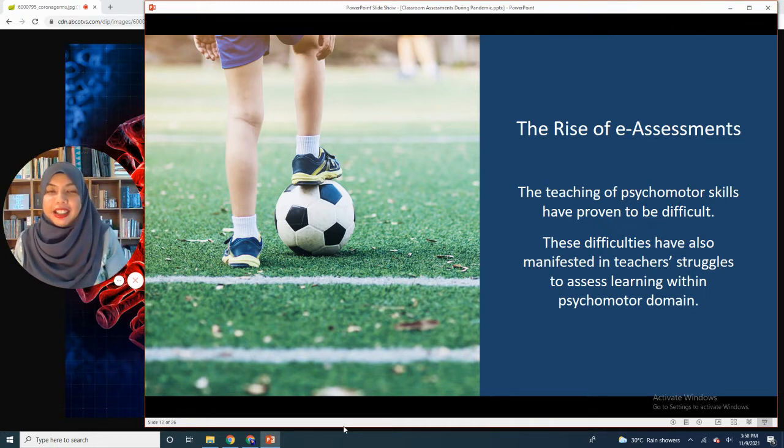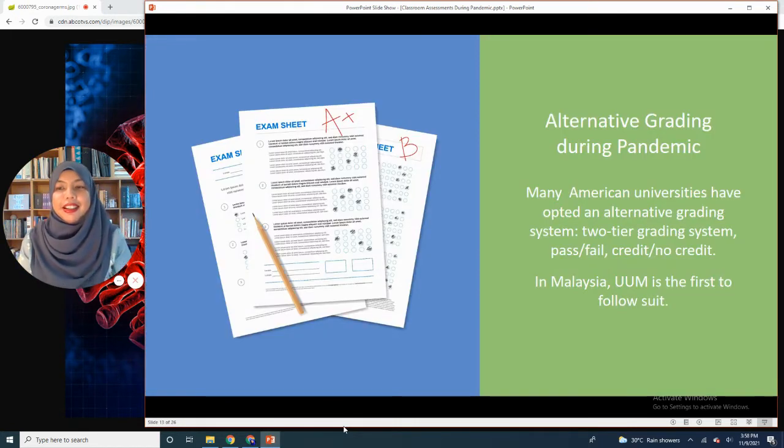Similarly, with teaching and assessment of psychomotor domain, just imagine how will you teach swimming when you are doing it online. Of course, you can show videos of different stages of swimming from novice to beginner to advanced, but it is not the same as having students in front of you where you can really assist them physically on the acquisition of these skills. So even assessment has also become more difficult when it comes to psychomotor domain. All right.